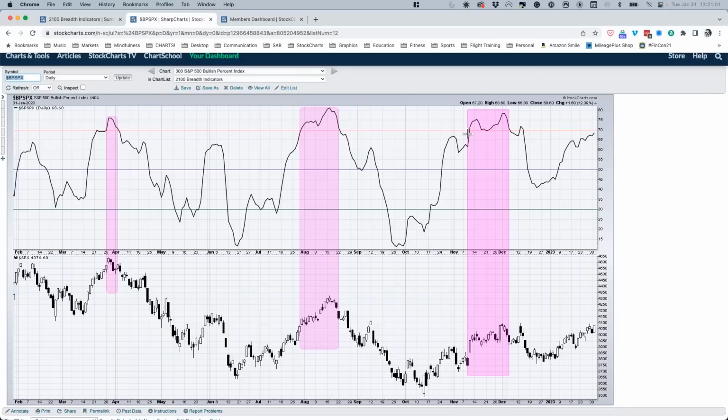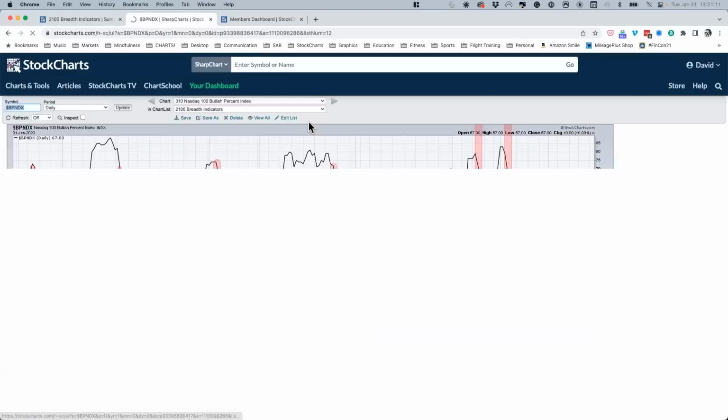Now, that doesn't mean we can't go above there and stay above there for quite some time. That's what you've seen in a couple of these observations. So getting above 70% is not a sell signal. Coming back out of that 70% level is an important thing to maybe watch for.